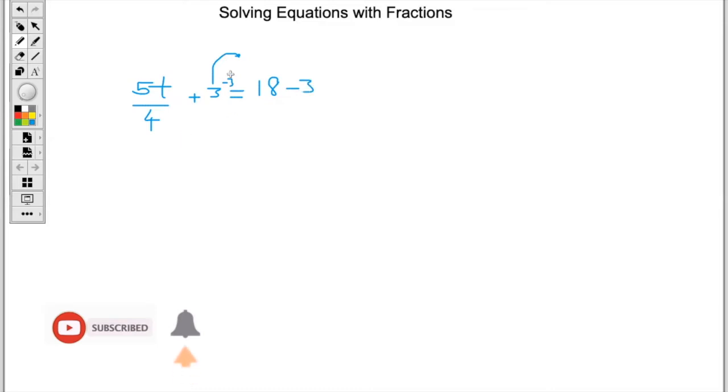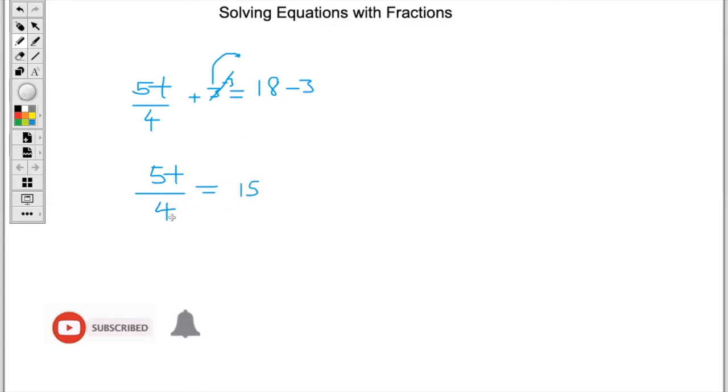Our next example that we are going to do, we have 5t over 4 plus 3 is equal to 18. Once again, to get rid of this, you have to carry it over by subtracting 3 from both sides. The number that's not attached to the fraction, we try to get it over to the other side. So this cancels, so we have 5t over 4 is equal to 18 minus 3, that's 15.